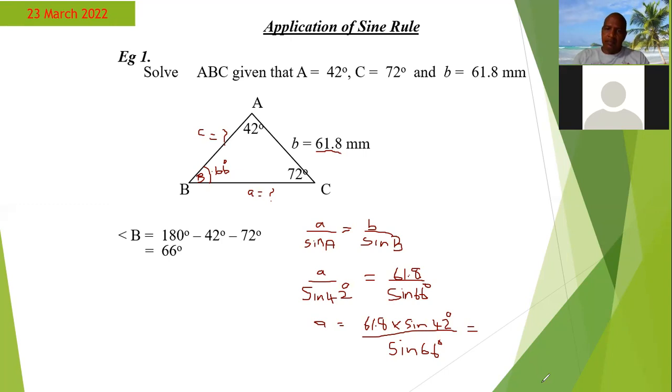So the numerator is 41.35, divided by 0.913. And when you do that calculation, what do you get?